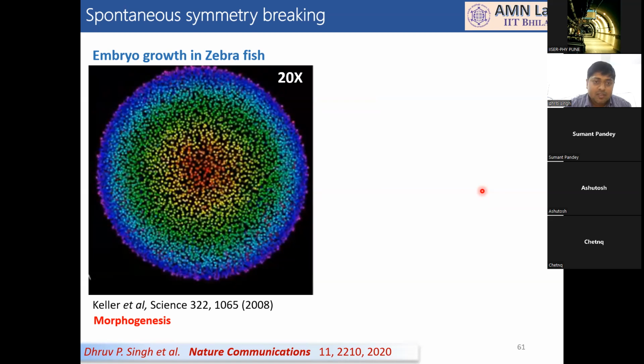So, sir, up to how much length can we transport this signal? You mean from one cell to another cell, that's what you are saying? Yes. Okay.